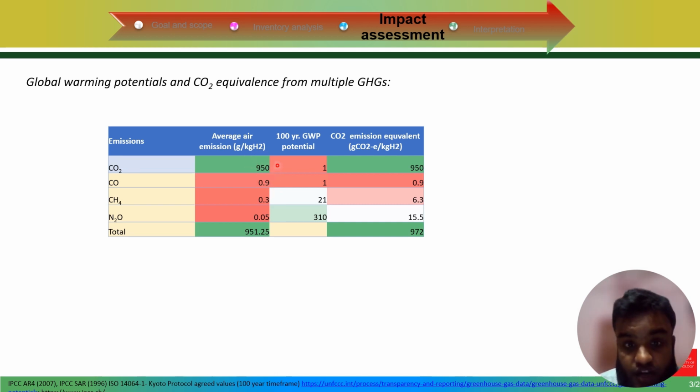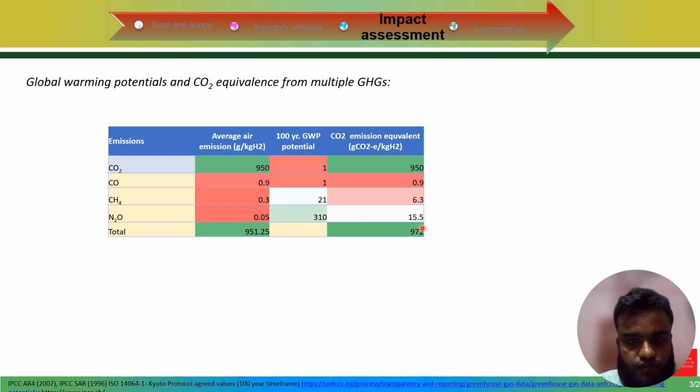950 gram. So we will make it CO2 equivalent emission. To do that, you need to multiply with the global warming potential, which we discussed before. So multiplying 950 into 1 is 950. For the CO, it's 1 again, and multiplying makes it 0.9. For the methane, 0.3, and we know the global warming potential for the 100-year period is 21, which makes it 6.3. Nitrous oxide is 310, which makes it 15.5.